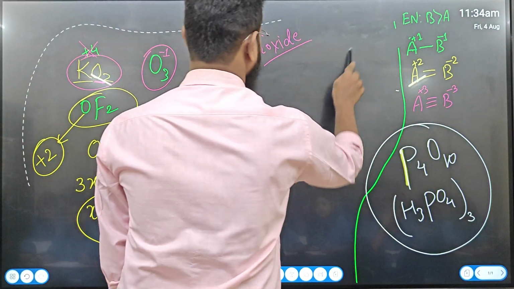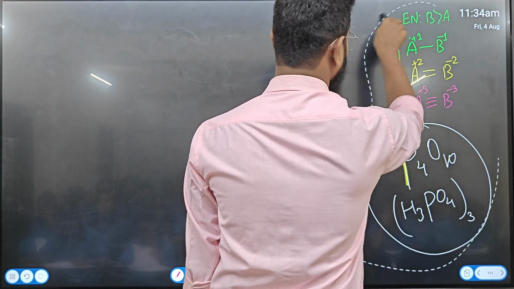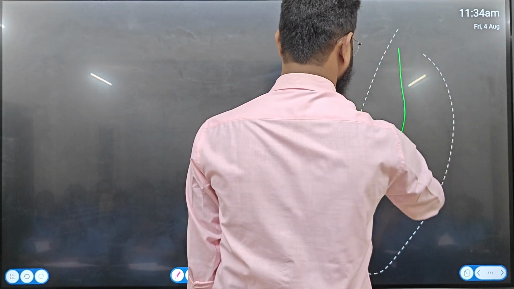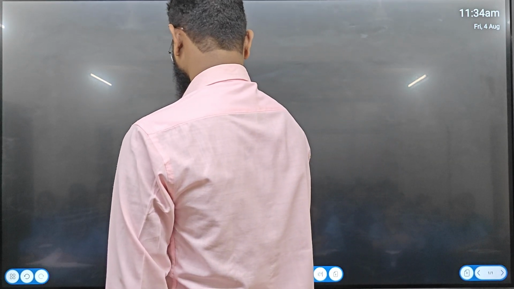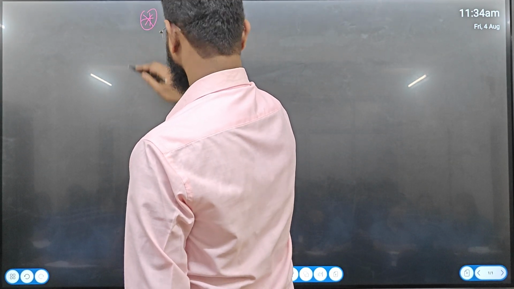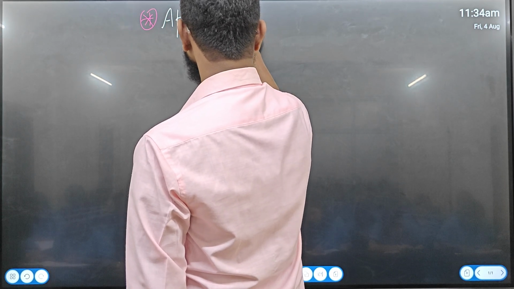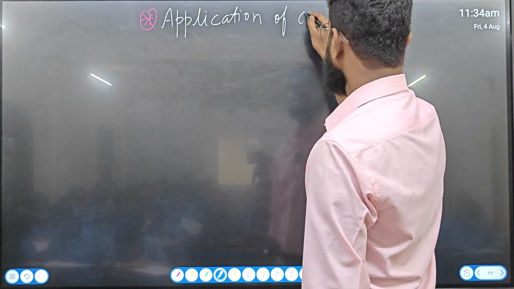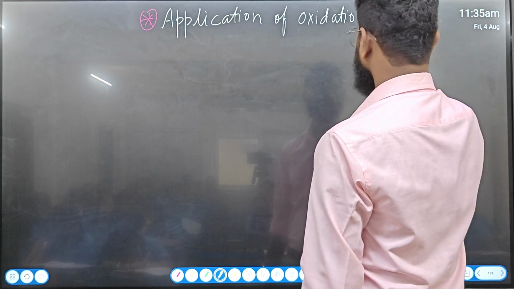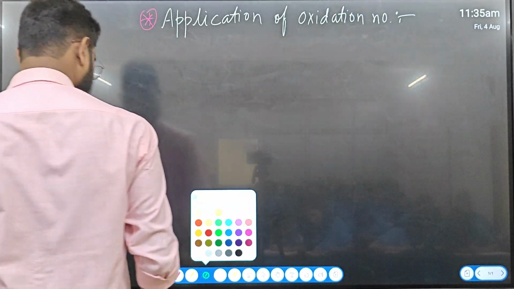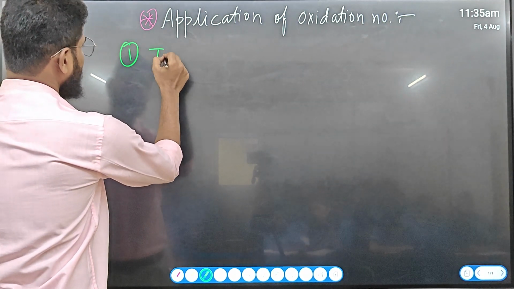Now we'll learn the application of oxidation number. The first application is to identify the acidic nature.